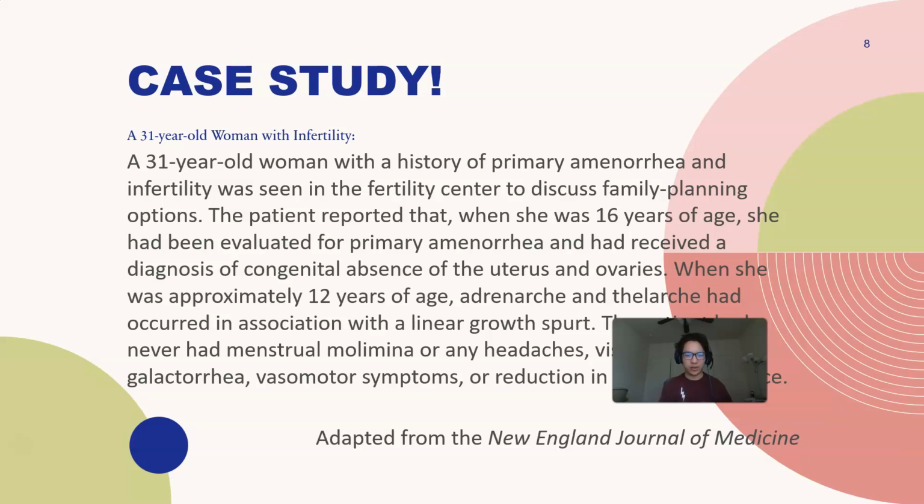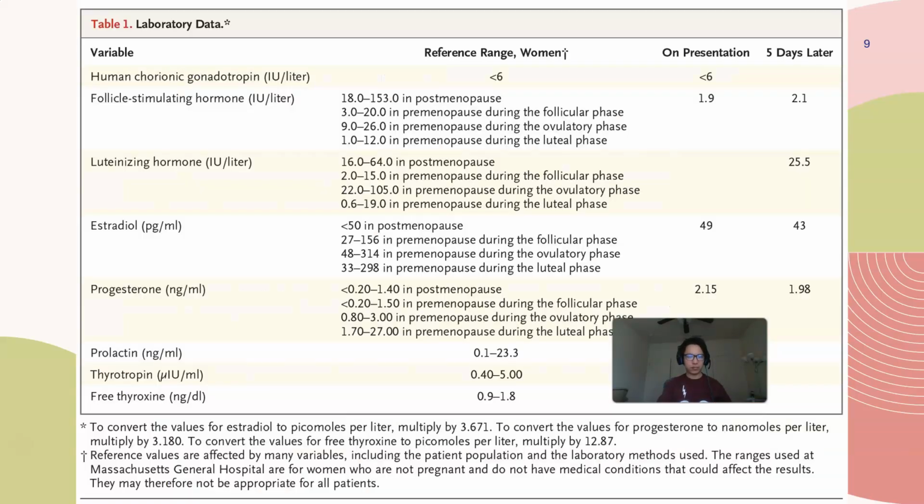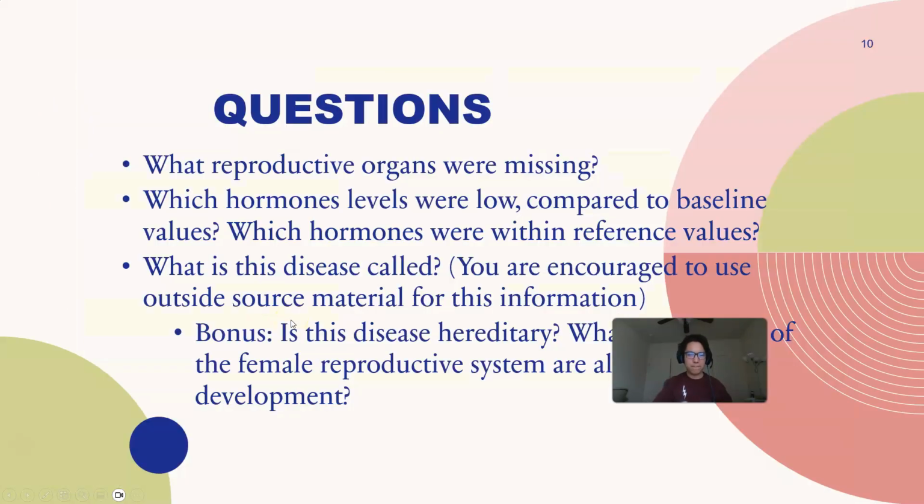When she was approximately 12 years of age, adrenarche and thelarche had occurred in association with a linear growth spurt. The patient had never had menstrual bleeding or any headaches, vision problems, galactorrhea, vasomotor symptoms, or reduction in exercise tolerance. Now here's some laboratory data. You'll recognize some of the hormones from the presentation I just did, and we'll answer some questions now. Let's exit this PowerPoint and begin answering these questions on our worksheet.